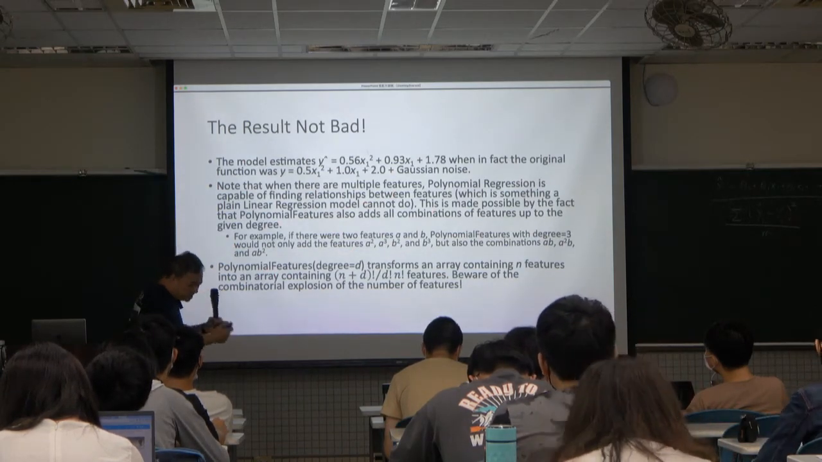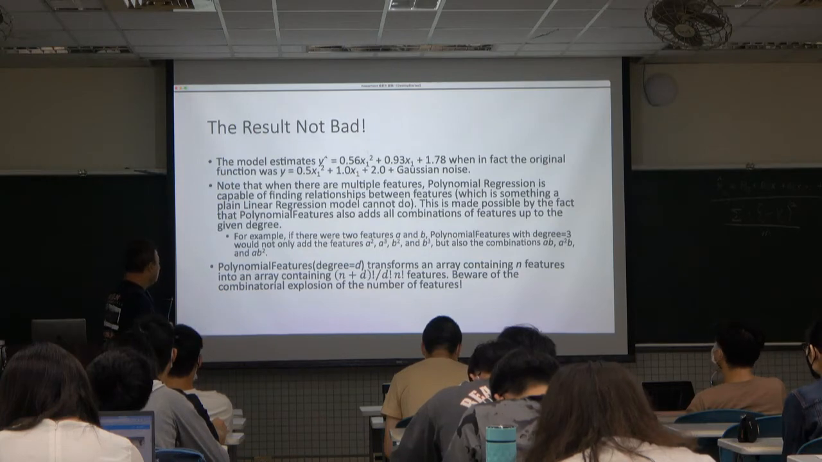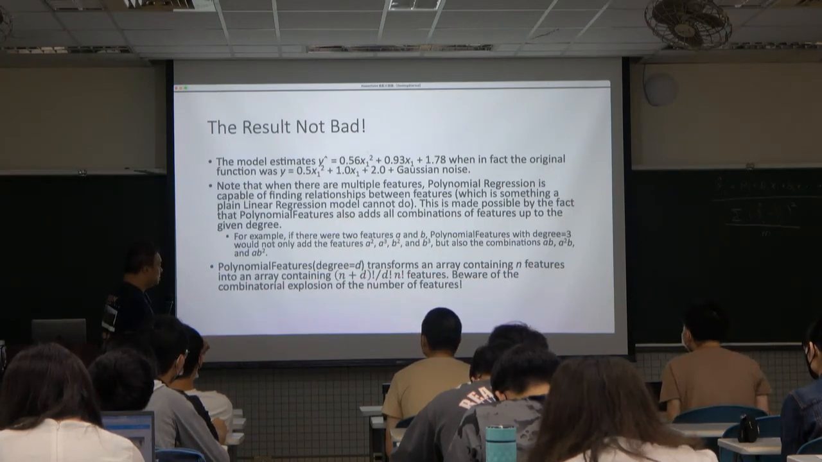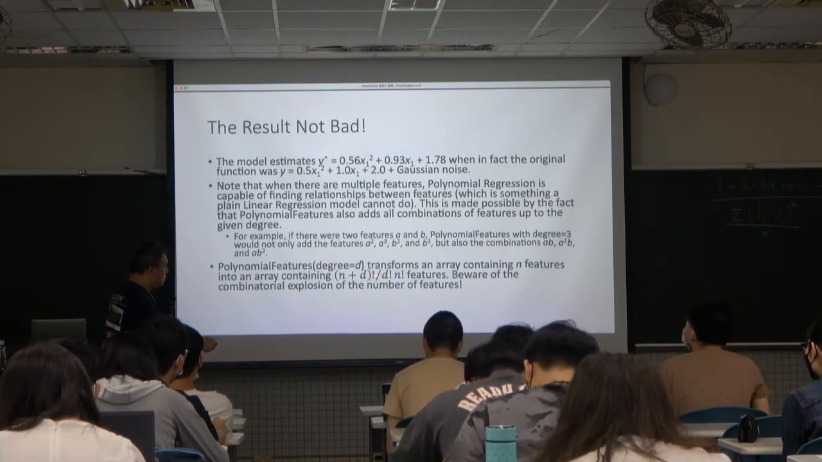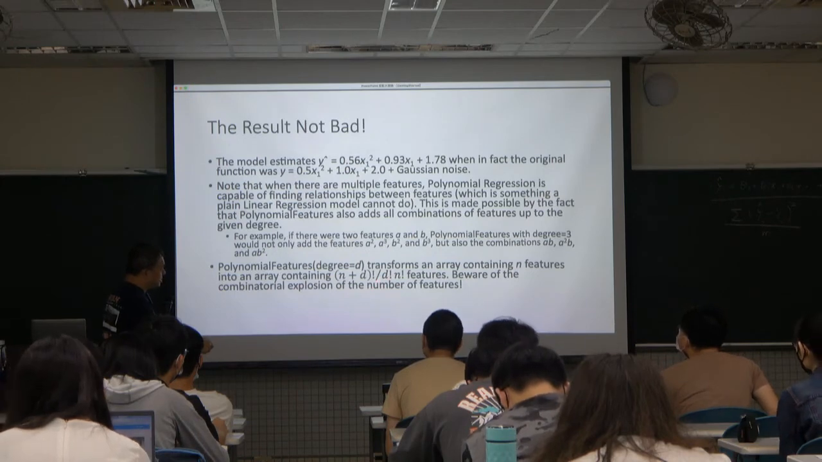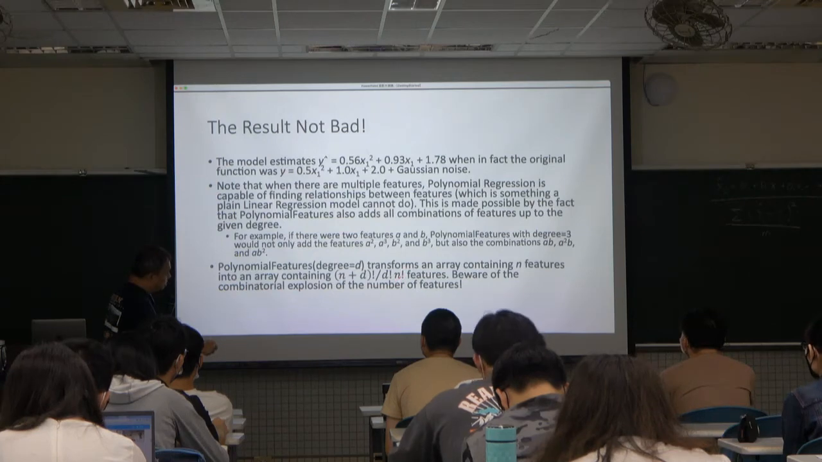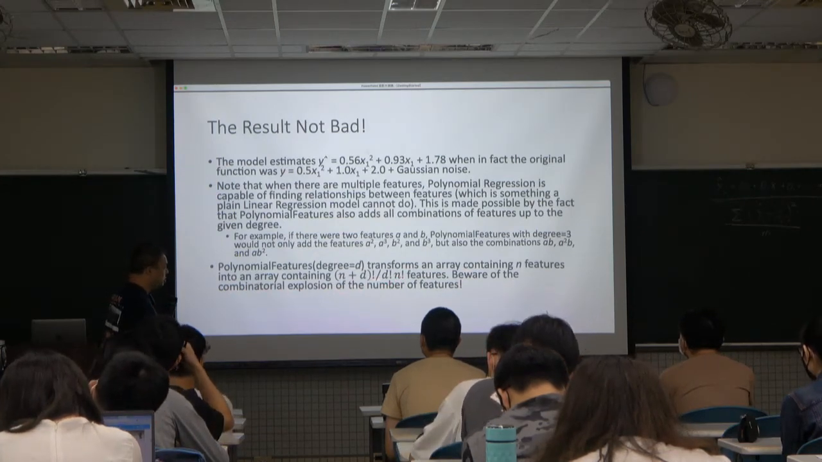But for this example, because we only have one feature, it only generates an x squared term. If you transform an array containing n features, then you are going to get (n + d)! divided by d! times n! features. So it's going to be a lot of features that you are going to add.